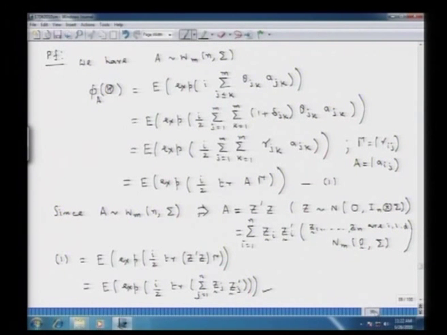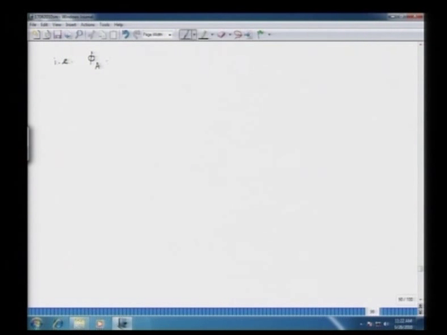So, let me use this particular form. We have phi A of theta given by the expectation of e to the power, the expression there was i by 2, summation Zj prime gamma Zj, j equal to 1 to up to n.